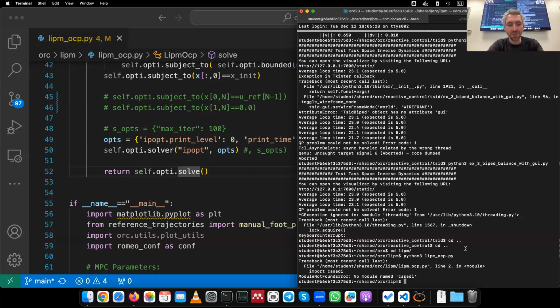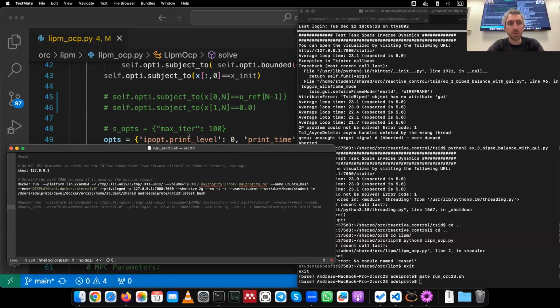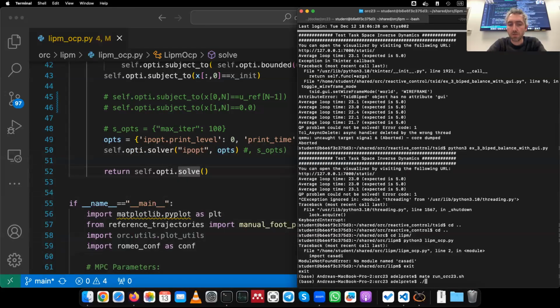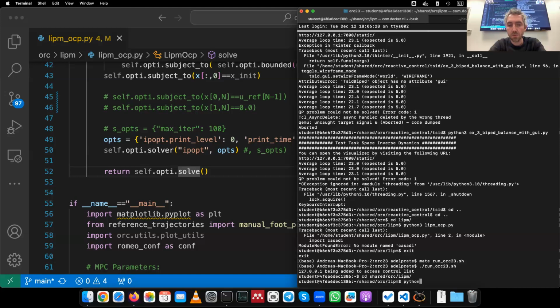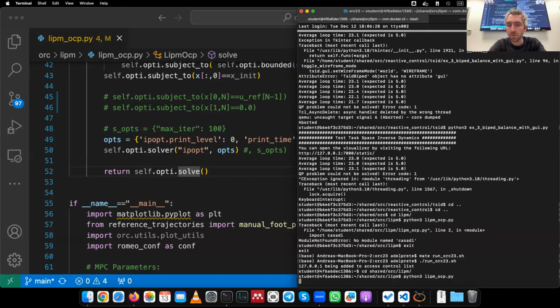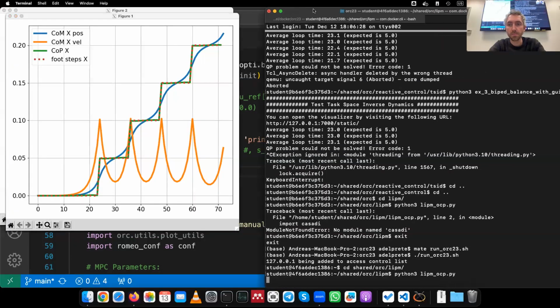Correct. I'm not in the right virtual machine. Sorry about that. So I need to run the other Docker image, which is not latest, but Casadi. Okay. Now it should work.